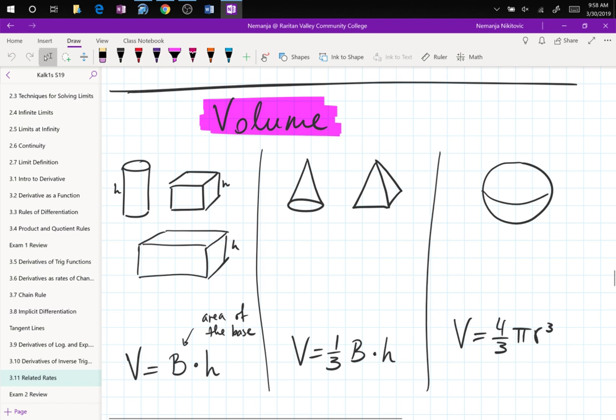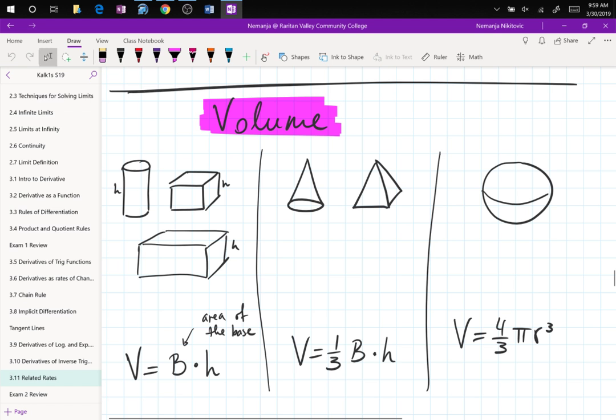Now, obviously, ancient Greeks came up with this formula without calculus, about 2,000 years before calculus. Yeah, they knew this formula. But today, with the calculus tools, it's very simple for us to prove and show this formula. So these are the volume formulas, and then you have your Pythagorean theorem.